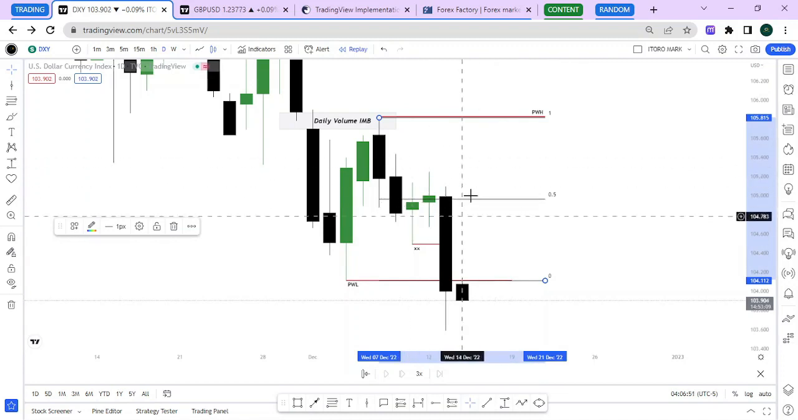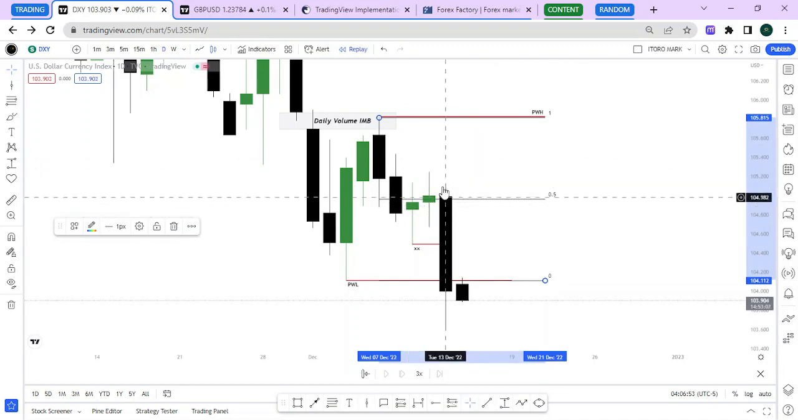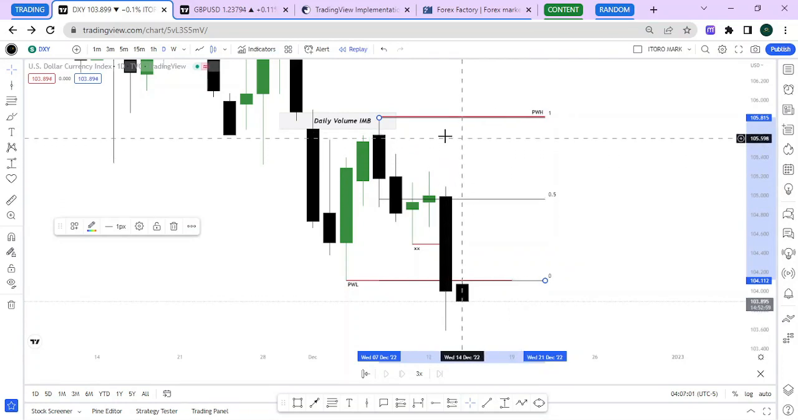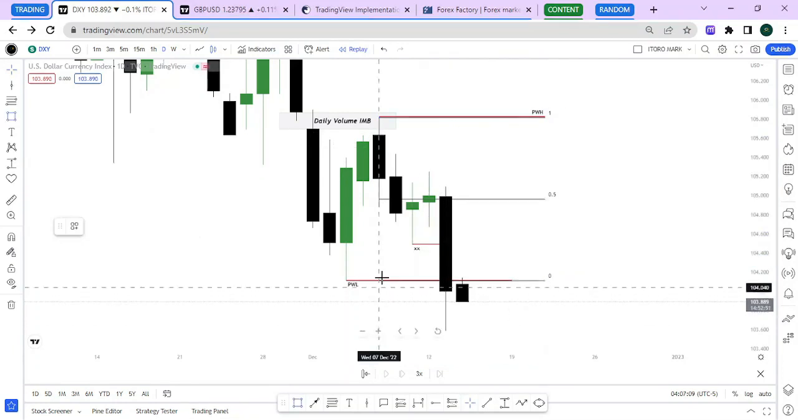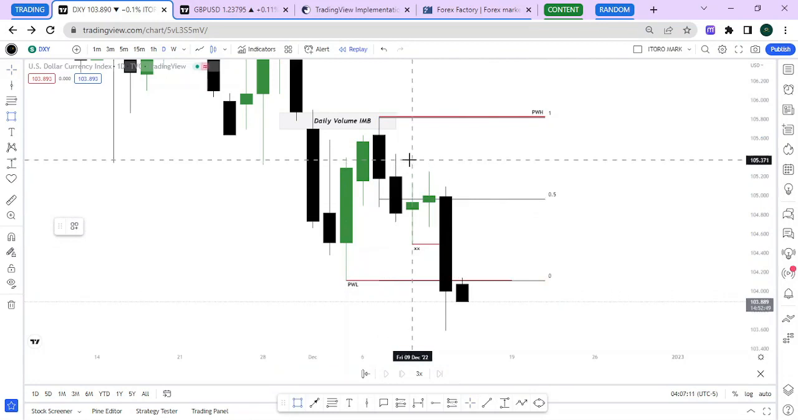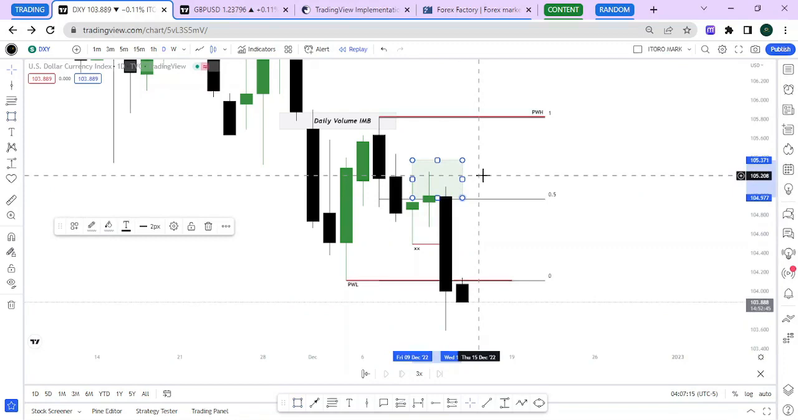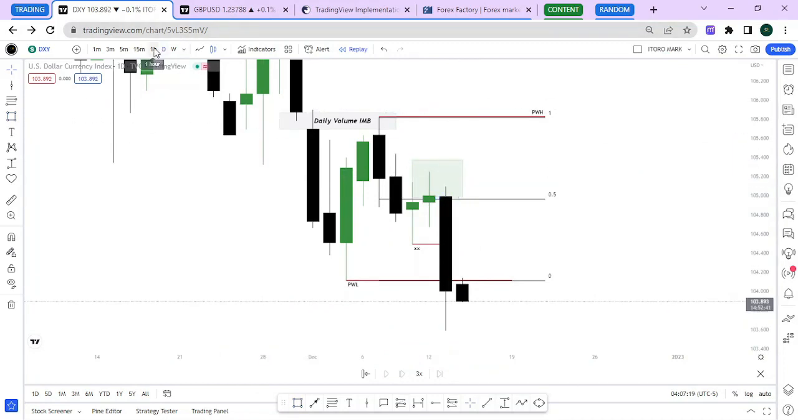So that was the idea I had. When price was here, I wanted to sell at an expensive price. And what's an expensive price? Once price is above the 0.5 Fibonacci level, that's a premium price. We call that a premium price. Let's put that in place. Now going over to the 1 hour time frame.